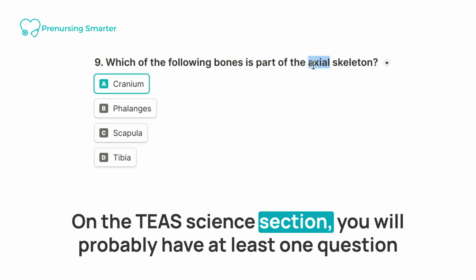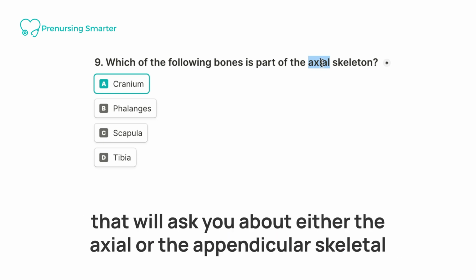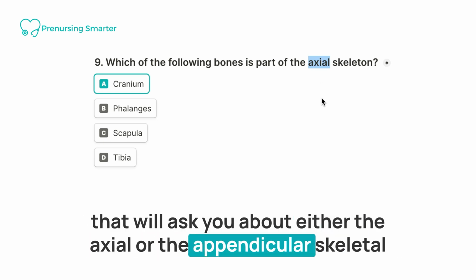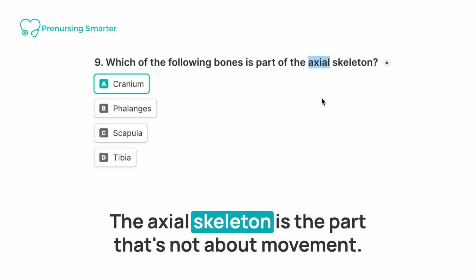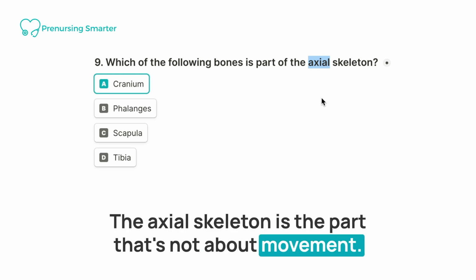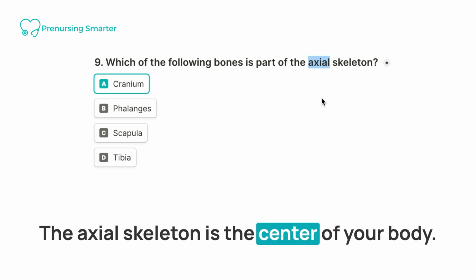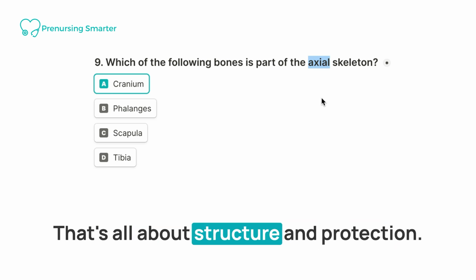On the TEAS science section, you will probably have at least one question that will ask you about either the axial or the appendicular skeletal system and identifying bones. The axial skeleton is the part that's not about movement. The axial skeleton is the center of your body. That's all about structure and protection.